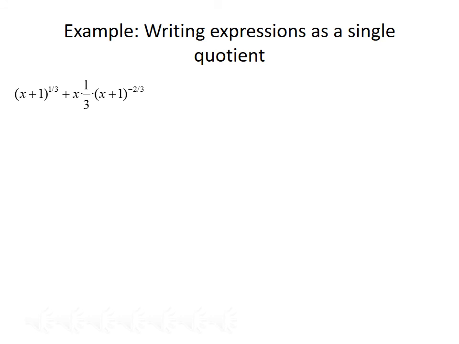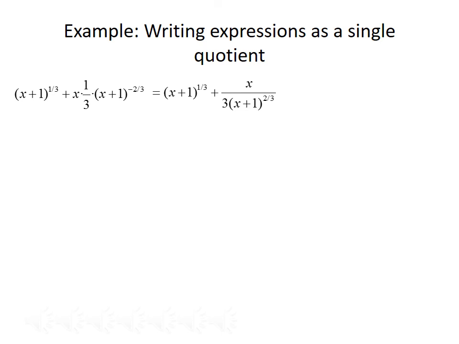Next, we want to do an example where we look at writing expressions as a single quotient. So we have x plus 1 to the 1/3 power plus x times 1/3 times x plus 1 to the negative 2/3 power. And we want to combine this into a single quotient. So the first thing we want to do is rewrite things so that there are no negative exponents. So our first term is fine, x plus 1 to the 1/3 power, but the second term we need to do a little bit of work.